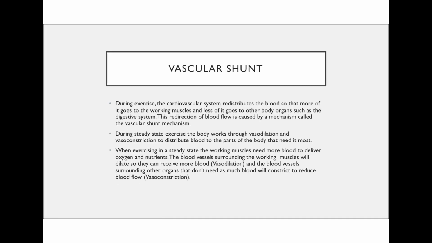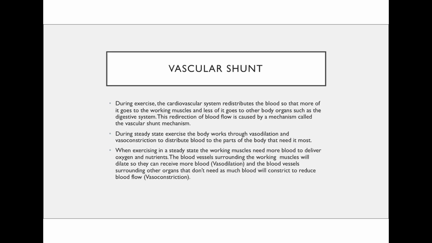Vascular shunt. During exercise, the cardiovascular system redistributes the blood so that more of it goes to the working muscles, and less of it goes to other body organs such as the digestive system. This redirection of blood flow is caused by a mechanism called the vascular shunt mechanism.